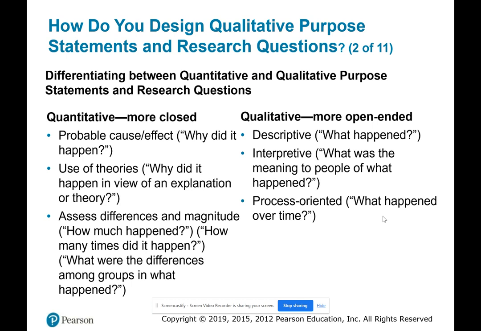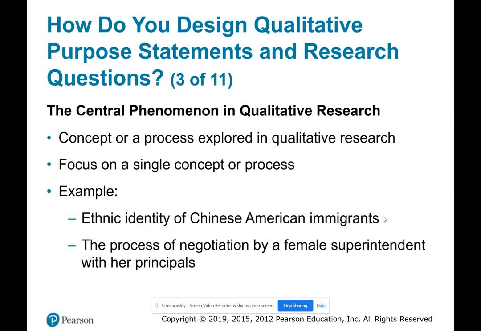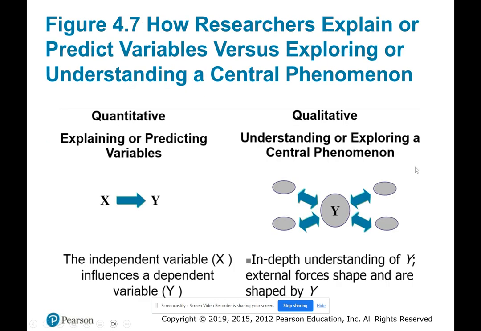The central phenomenon in qualitative research is the concept or process explored in qualitative research. For example, ethnic identity of Chinese American immigrants, or the process of negotiation by a female superintendent with her principals. Here is how researchers explain or predict variables versus exploring or understanding a central phenomenon.